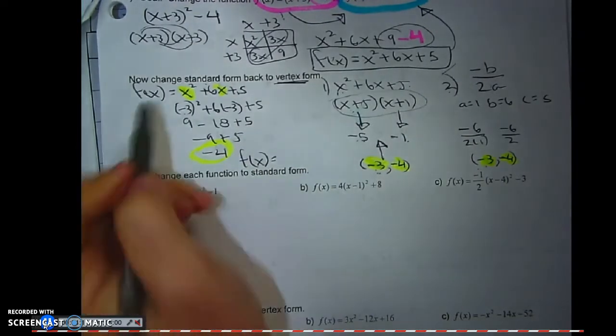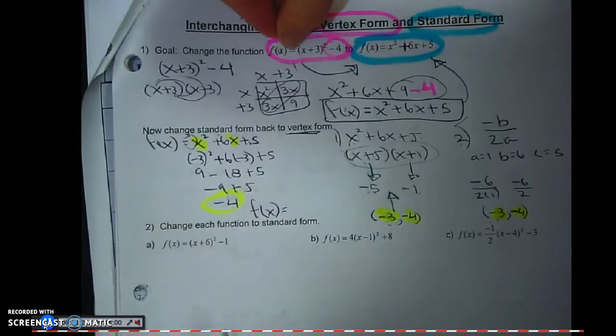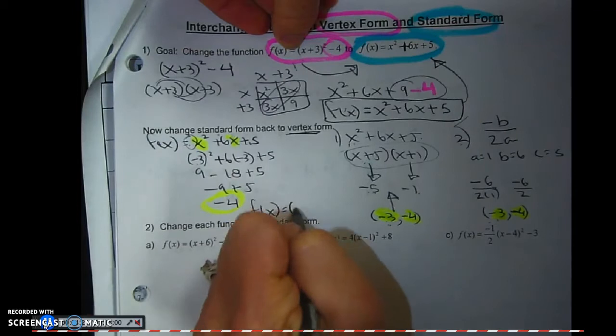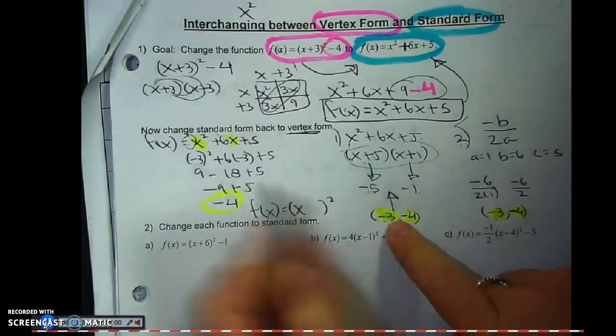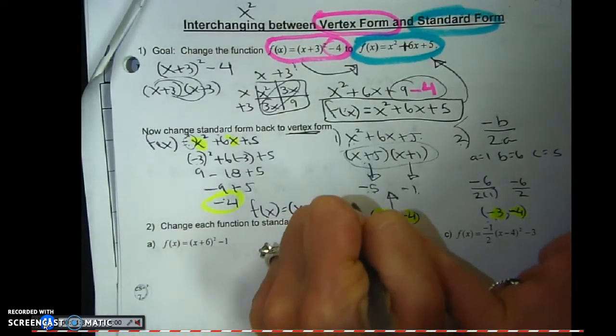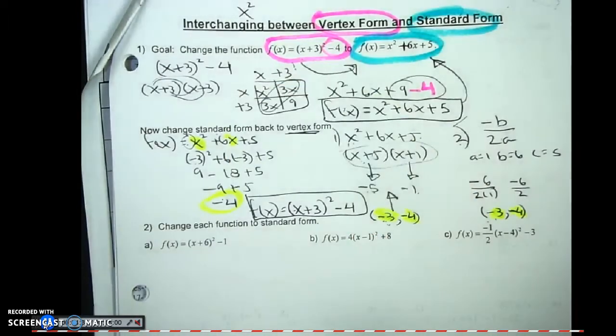Now, if there was a number in front, it would go right in front. But there's no number in front, so I go straight to the parentheses. Remember, you take the opposite of the x, which is -3 plus 3, and then the y is a straight shooter. And if you look, there's the function in vertex form.